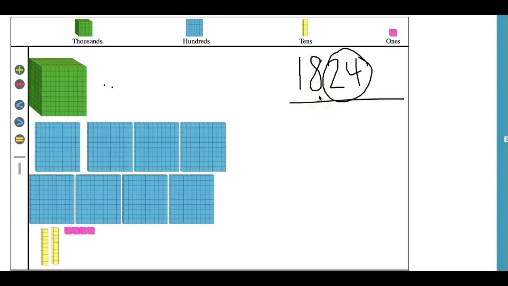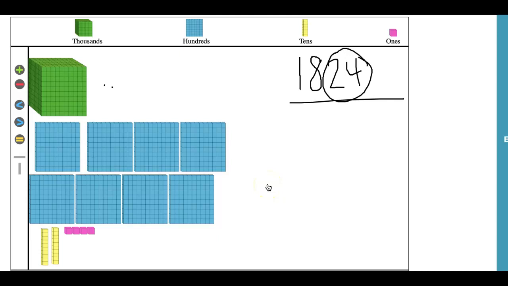So, over here I have 1,824 shown in the base 10 system, or by the base block system. So with this, we are really focused on these guys down here, the tens rods and the singular units, because that represents the 24.